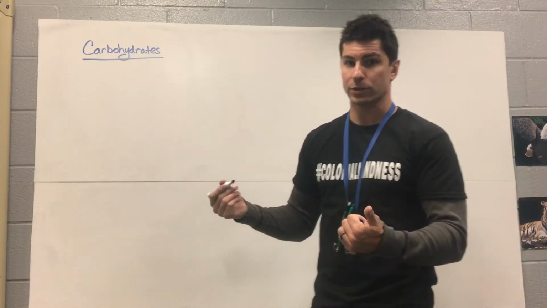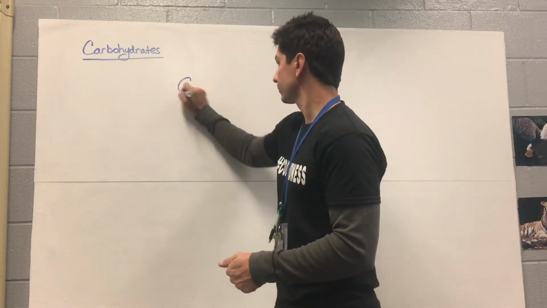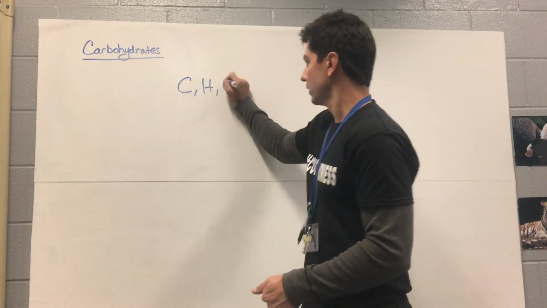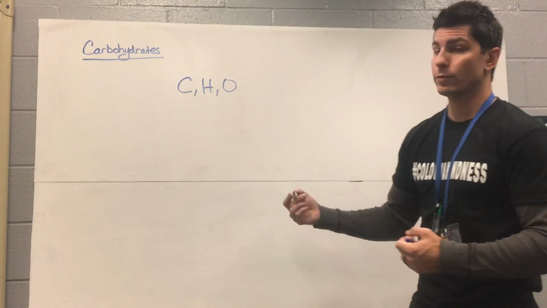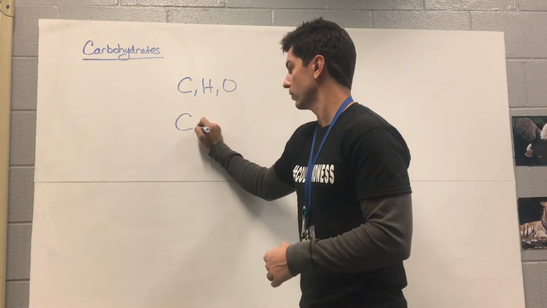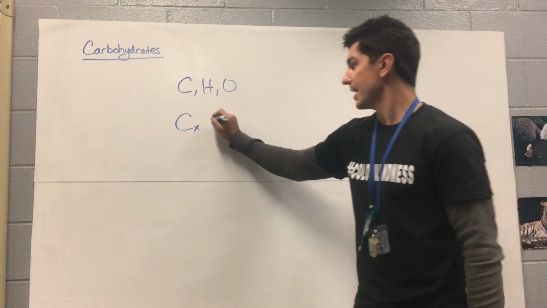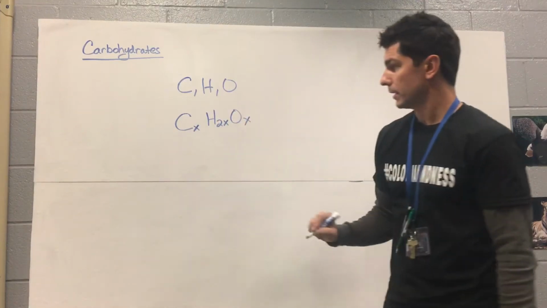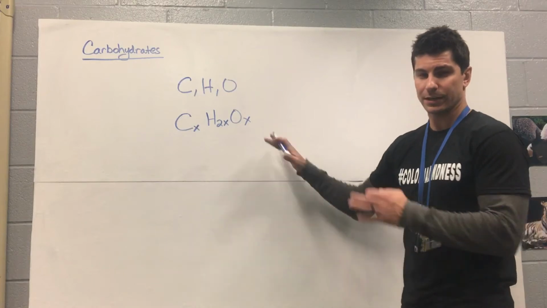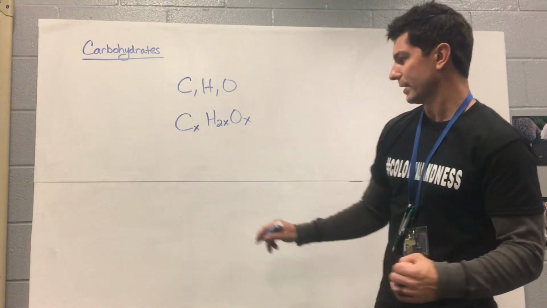First off, let's talk about the structure. We have carbon, we have hydrogen, and we have oxygen. Those are our 3 elements in carbohydrates. If you remember, when we were in class, we went over the formula, which was CxH2xOx. And we did some examples because that's kind of vague and too much algebra for our liking.